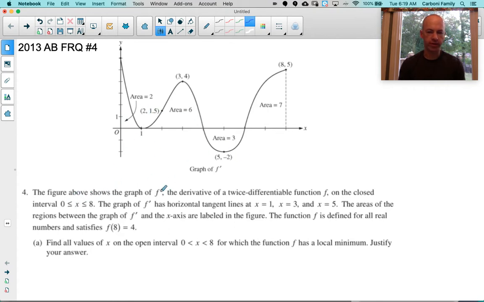So we are given the graph of f prime. Always pay attention to what the graph represents. They do tell you f is twice differentiable, so all theorems are fair play. They tell you that the horizontal tangents are at 1, 3, and 5, which you probably would have assumed anyway, but those are horizontal tangents.